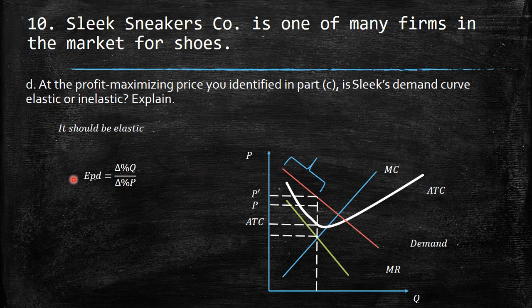So here we have the equation of price elasticity of demand, where we have the change in quantity on the numerator and the change in price on the denominator. So the quantity should change more than the price. Remember that when this is higher than 1, this is elastic. So for this reason I would say that this is elastic.